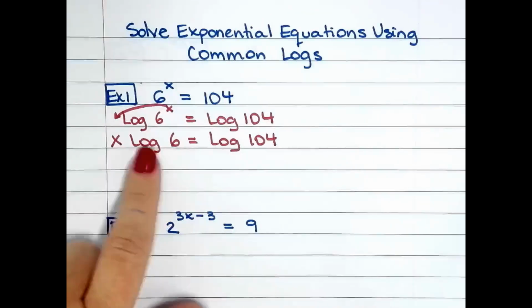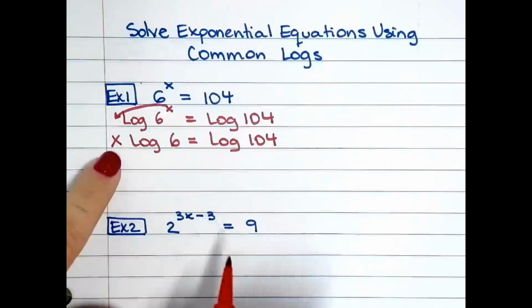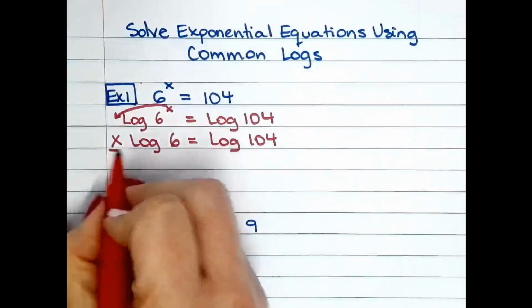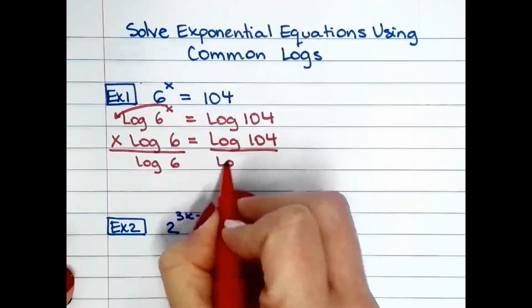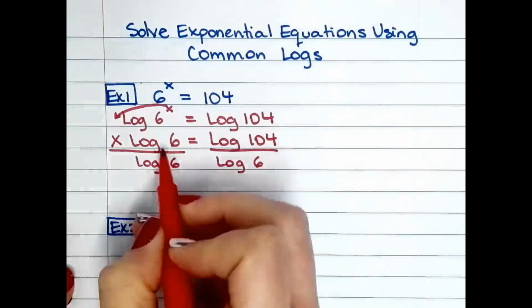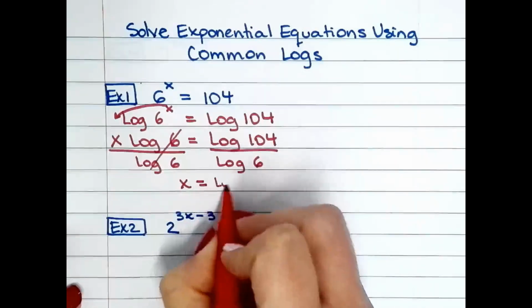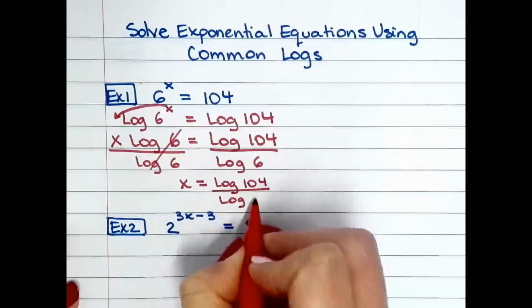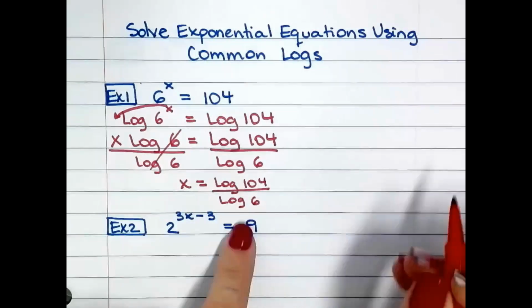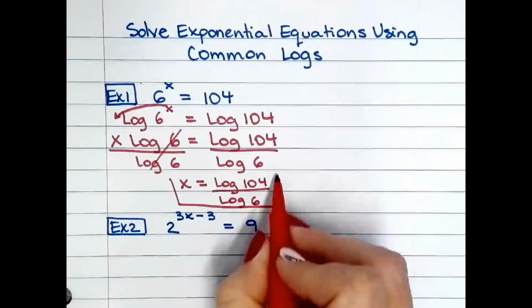Now, you look at log of 6 as if it was any other number. So you're isolating x, so you divide both sides by log of 6. This is 1. x equals log of 104 over log of 6. Now, you will leave your answer like this if you're not rounding.